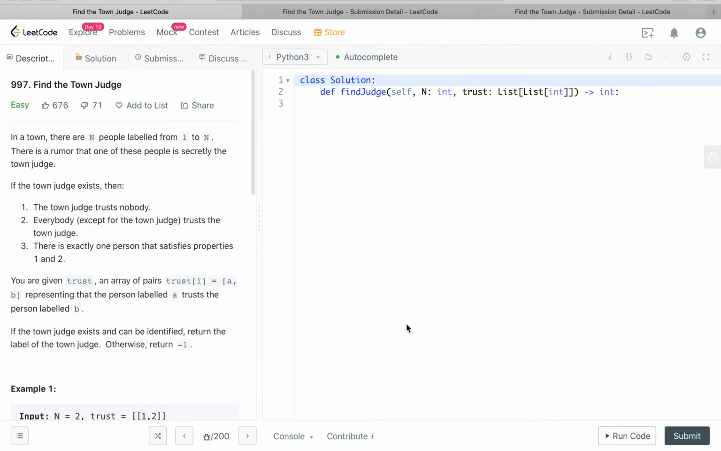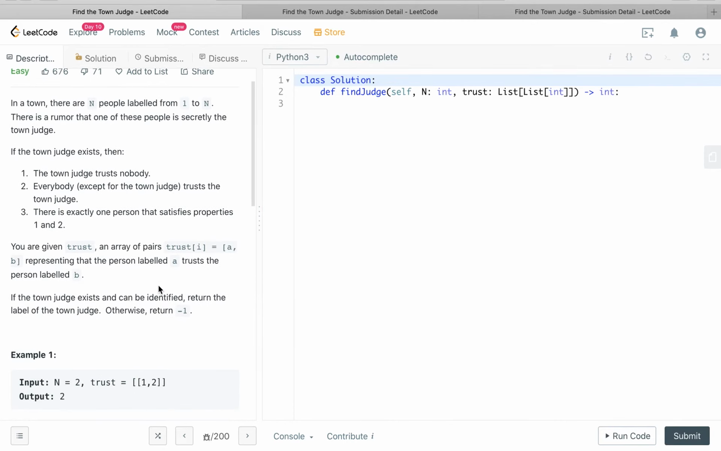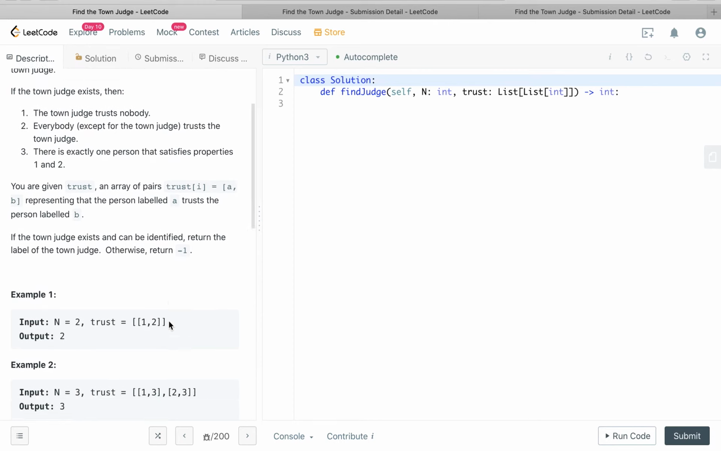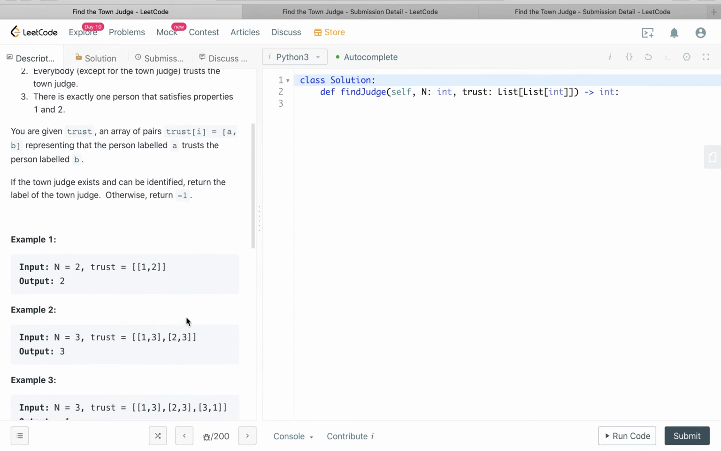Today we are going over Leetcode 997, find the town judge. So there are n people labeled from 1 to n. There's a rumor that one of these people is a town judge. Town judge trusts nobody, but everybody else trusts the town judge. There is exactly one person that satisfies properties 1 and 2. You are given trust, which is an array of pairs representing that person A trusts person B. If the town judge exists and can be identified, return the label of the town judge, otherwise return -1.